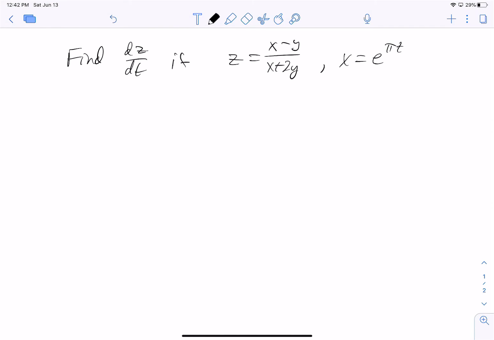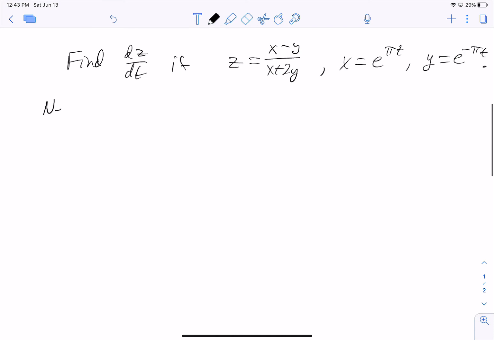Let's jump to an example here. Find dz/dt if z is equal to (x minus y) over (x plus 2y), x is equal to e to the pi t, and y is equal to e to the negative pi t. Before we get started, I'll say it is possible to substitute x and y in the expression that defines z by e to the pi t and e to the negative pi t respectively, and then just use the quotient rule. But we're not going to do that. We're using the chain rule.